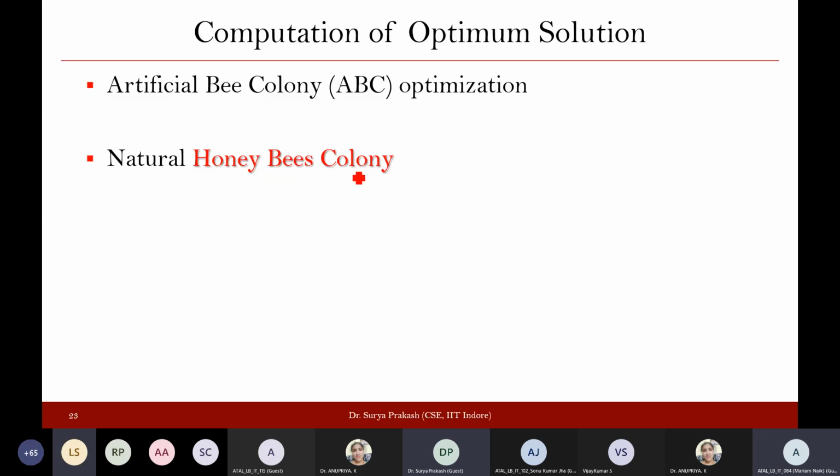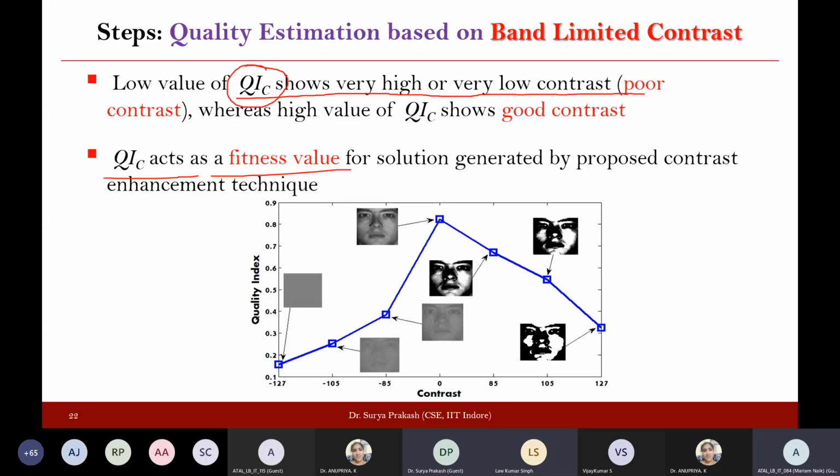Yes, sir. In the last slide, is there any range of the contrast, sir, minimum to maximum? The value? Like minus 127 to 127 here in this slide. Sir, is this a fixed range, or can this be varied?